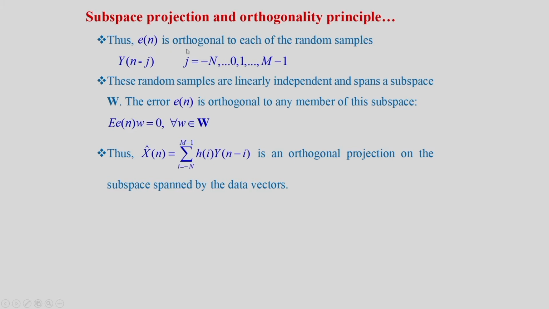Thus, e[n] is orthogonal to each of the random samples y[n-j], j going from -N to M-1. These random samples are linearly independent and span a subspace W. All the random samples span a subspace W. The error e[n] is orthogonal to any member of this subspace. E of e[n] into w will be equal to 0 for all w belonging to that subspace W. Thus, x hat[n], which is given by this expression, that is a linear combination of y[n-i], is an orthogonal projection on the subspace spanned by the data vector. So, this is an important observation: x hat[n], that is the Wiener estimation, is an orthogonal projection on the subspace spanned by the data vectors.